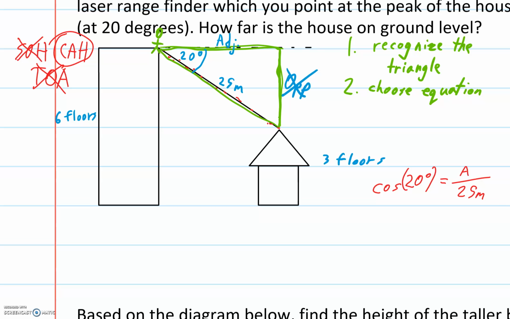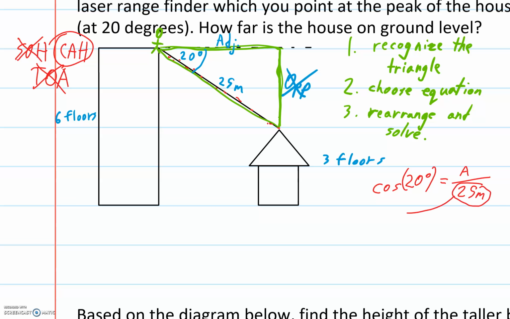Alright, so that's step 2. Step 3 is you need to rearrange and solve. Rearrange and solve. So now what we need to do is get A by itself.